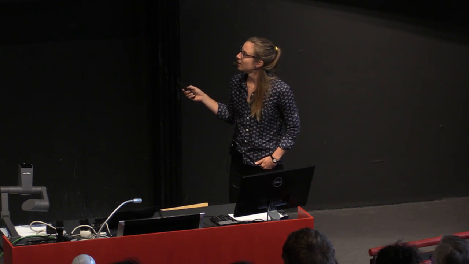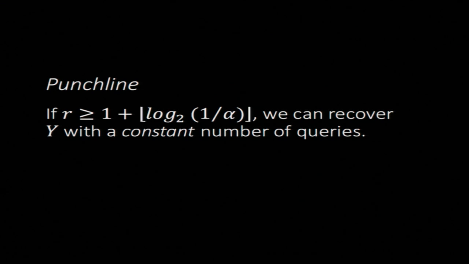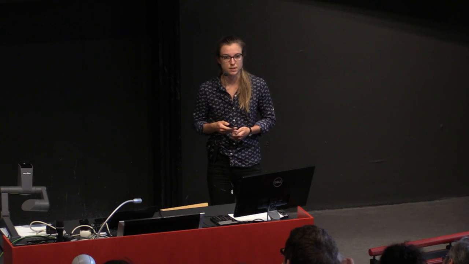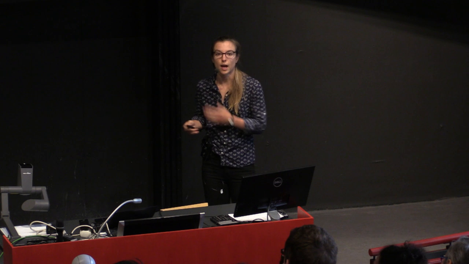Okay. So the punchline is that if r is larger than 1 plus log 1 over alpha, we can recover an approximation to y with only a constant number of queries. And constant here is going to be with respect to n. So our constant is not going to depend on the number of products that we care about, but may depend on, say, the accuracy or confidence that we want, and alpha.